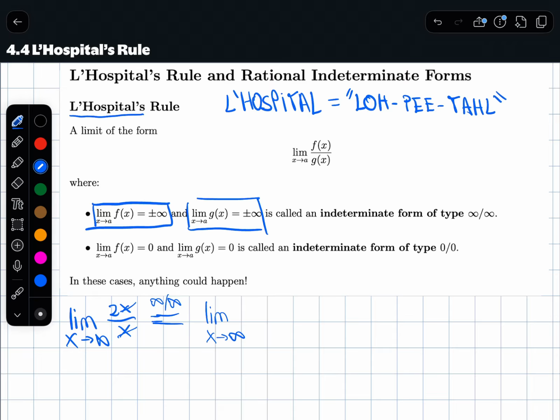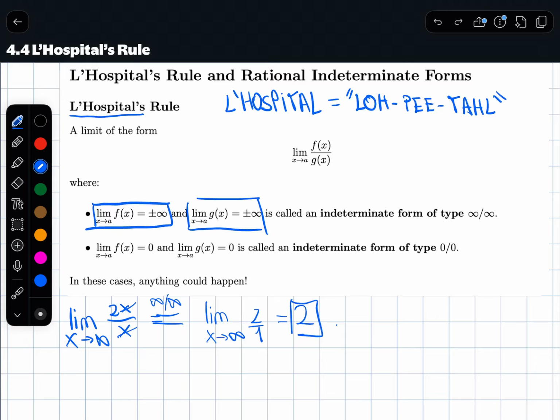You can cancel the x's out to get 2 over 1, and now this is just 2. So you see they cannot cancel infinity with infinity. Infinity is not a number. When I write infinity over infinity, I do not mean that I'm dividing infinity by infinity because that's not a number and I can't really divide the two. What I'm saying is that I have two functions in a fraction, one at the numerator, one at the denominator, and they're both going to infinity.